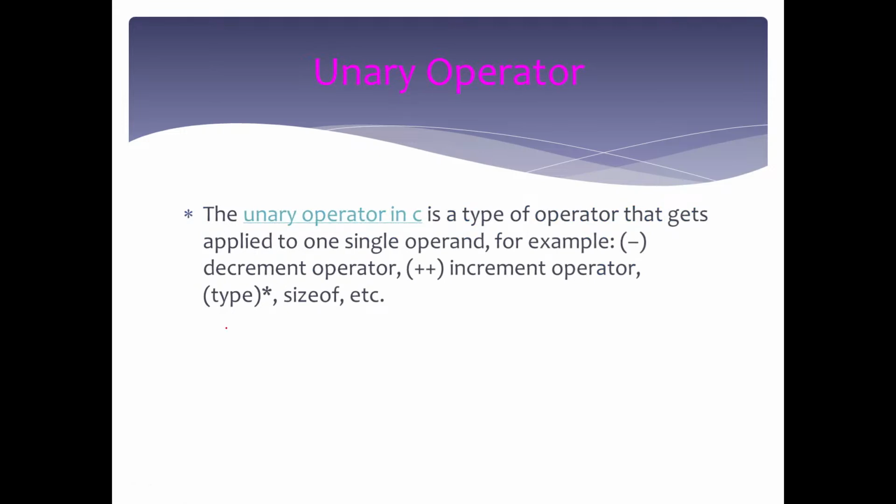The unary operators in C are a type of operator that gets applied to one single operand. For example, minus minus is a decrement operator. So this is not the minus, this is like this. This is the decrement operator and the increment operator. And then sizeof. So these are the operators.